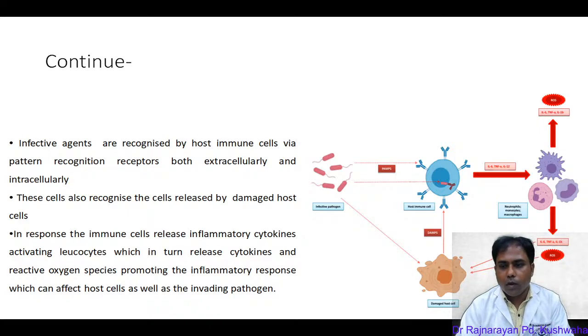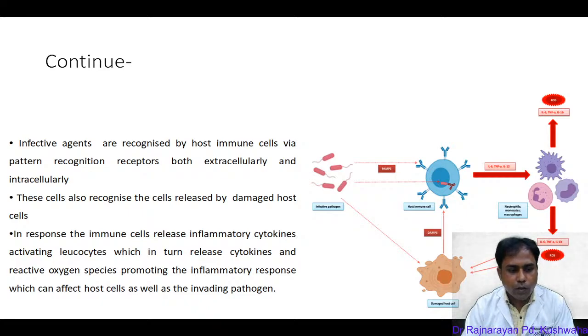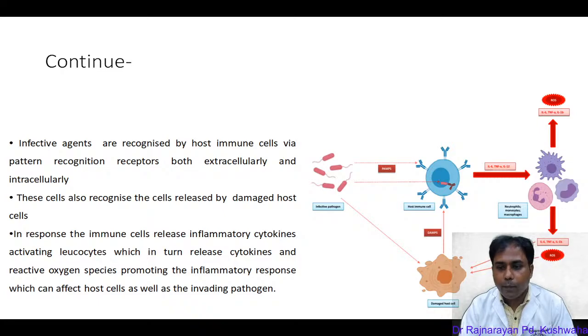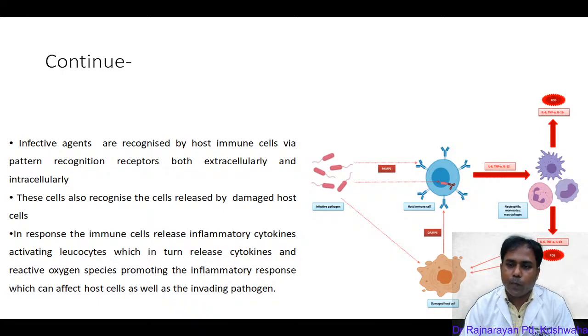These neutrophils, monocytes and macrophages act on ROS molecules, and this damages our systems and organs.